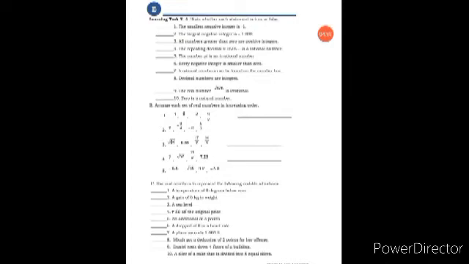Number 9, the real number square root of 625 is irrational. Anong sagot? False. Kasi si square root of 625 ay rational. That would be exact.